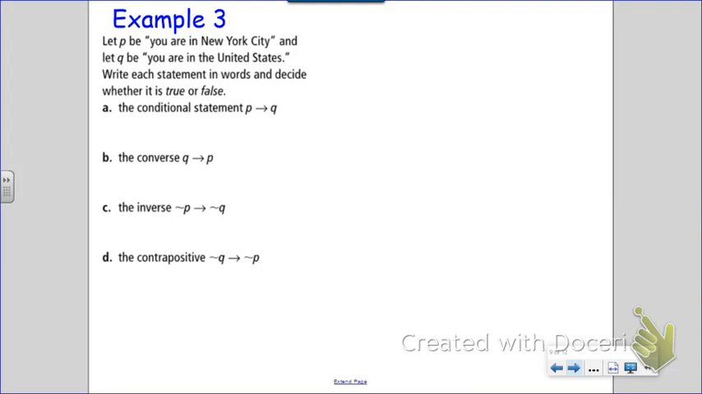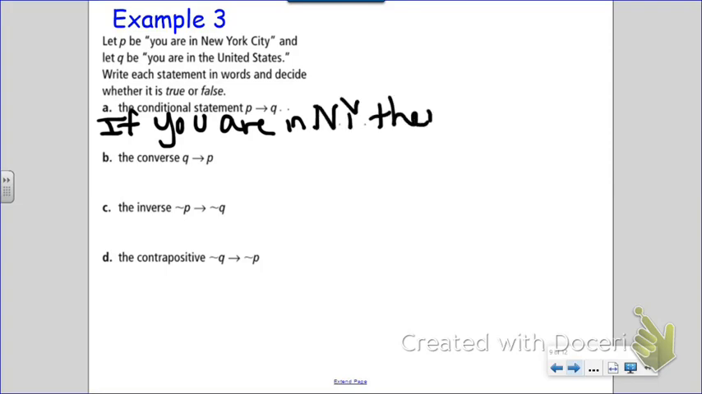In our next example, we're given a statement as a hypothesis, P, and a statement as a conclusion, Q, and we want to write each of the different statements using the words that are given and the symbols. So the first is the conditional statement. If you are in New York City, then you are in the U.S. I'm going to abbreviate New York City as NY.